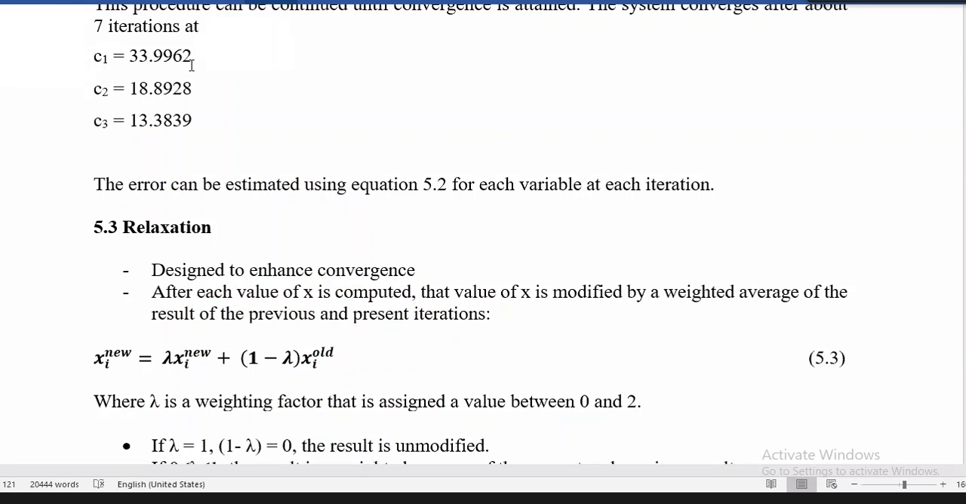The present minus the previous, divided by the present, absolute, times 100, must be less than epsilon. That is the stopping criterion. All right.